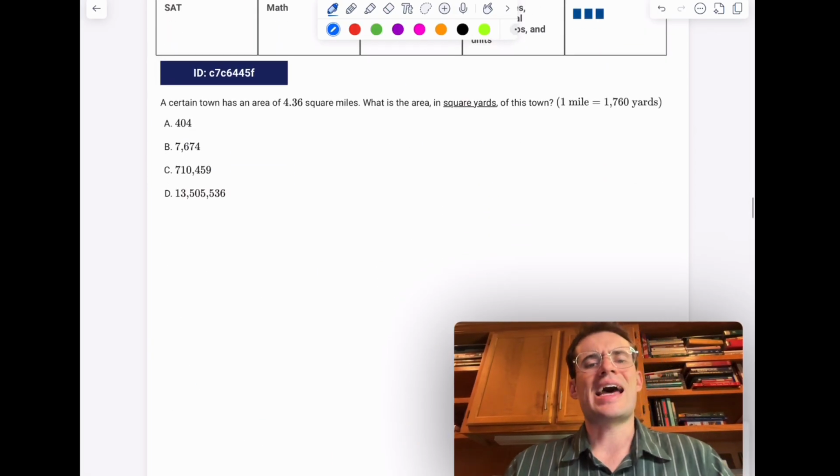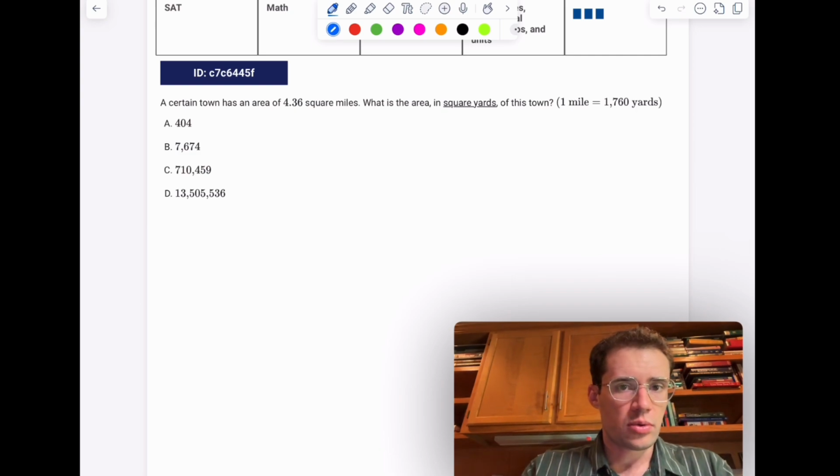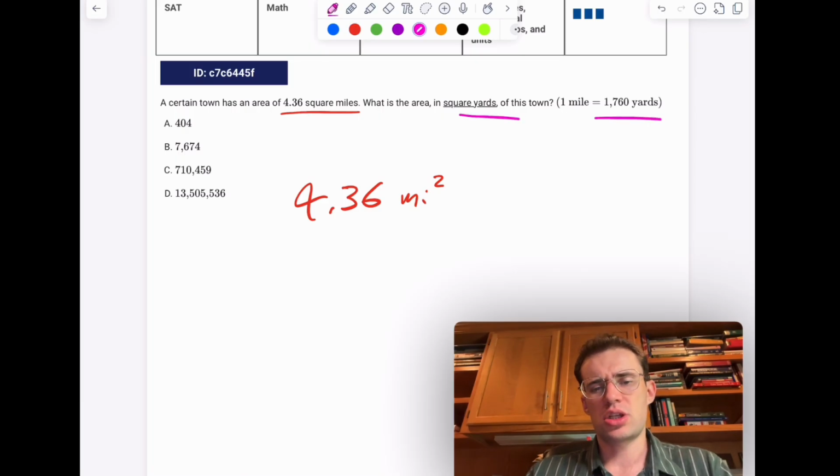All right, a certain town has an area of 4.36 square miles. Okay, so 4.36 miles squared. I always write miles as mi, so I don't get confused with meters. What is the area in square yards of this town? Okay, so we're just converting miles squared into yards squared. Just make sure you have to basically convert it two times.